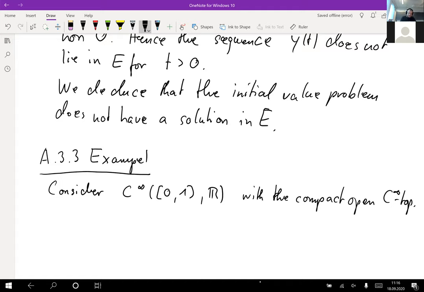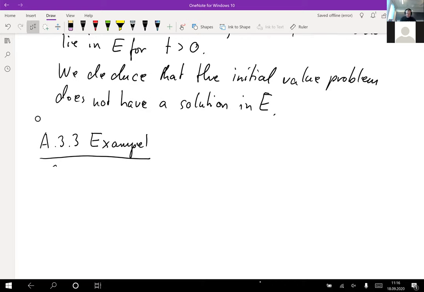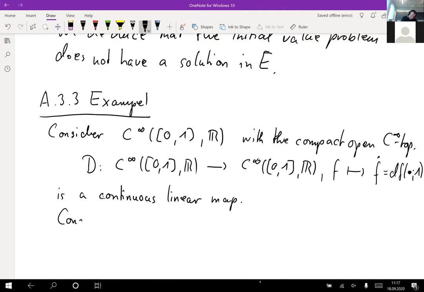And what we've also done in the exercise is we looked at the differential operator D, which takes a smooth function and sends it to a smooth function, namely its derivative. So f is sent to f dot, or in other words, this is df. Here we have dot, and then it's set to 1 in the Bastiani notation. So this is a continuous linear map with respect to the C infinity topology. And what we want to do is consider now the initial value problem.